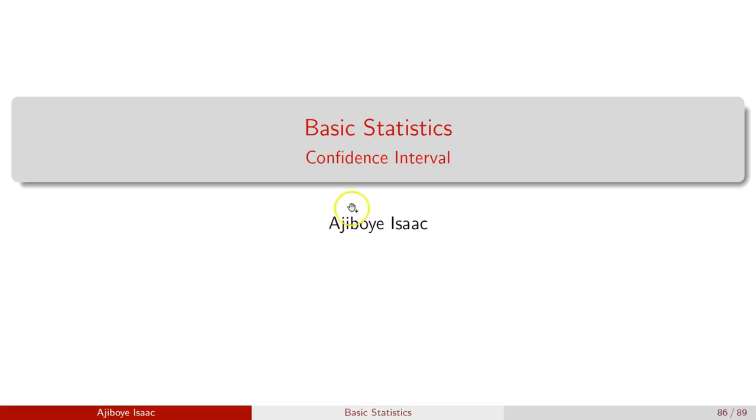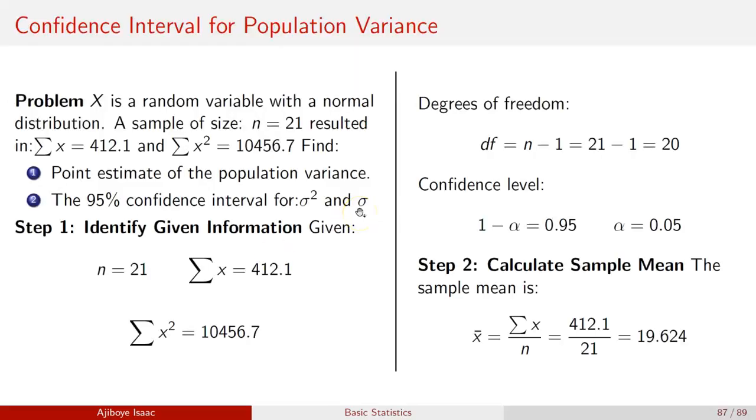Today we'll be looking at confidence interval, and to do this we'll look at an example. So basically this is confidence interval for population variance. In previous videos we have looked at confidence interval for population mean, confidence interval for population proportion, and now we are looking at confidence interval for population variance.